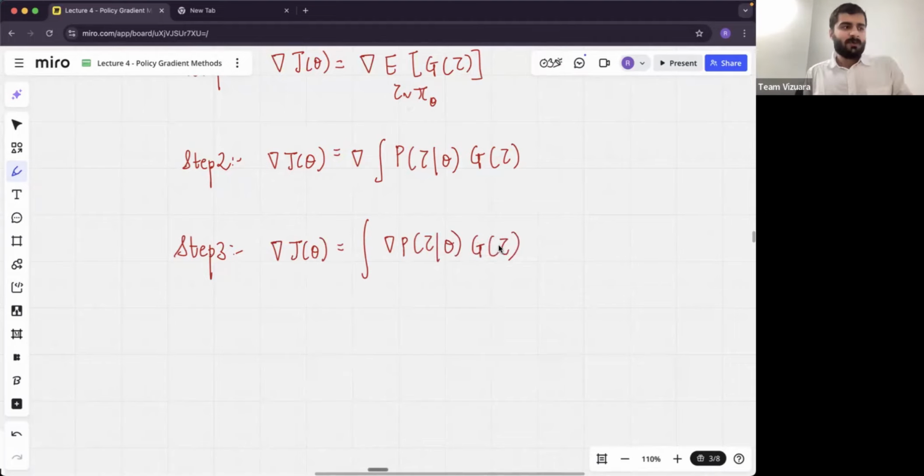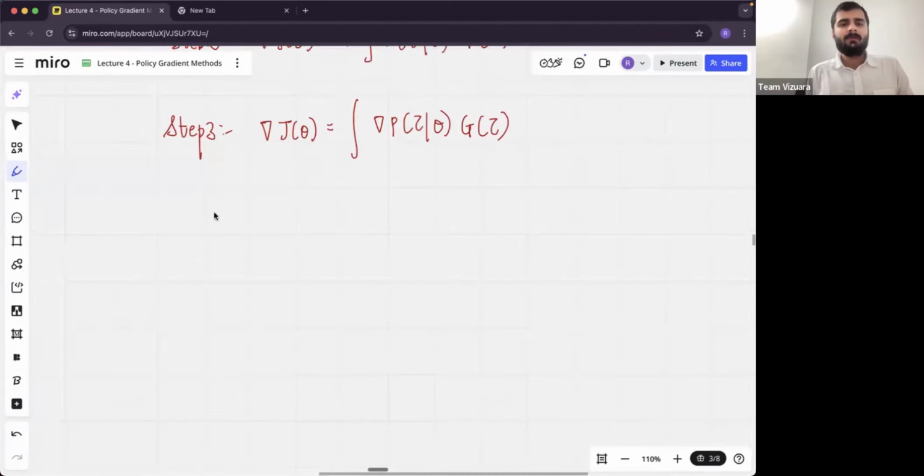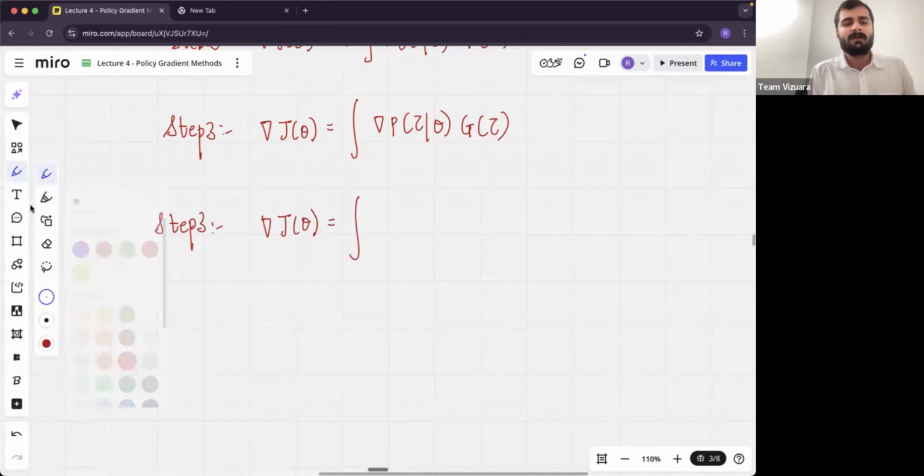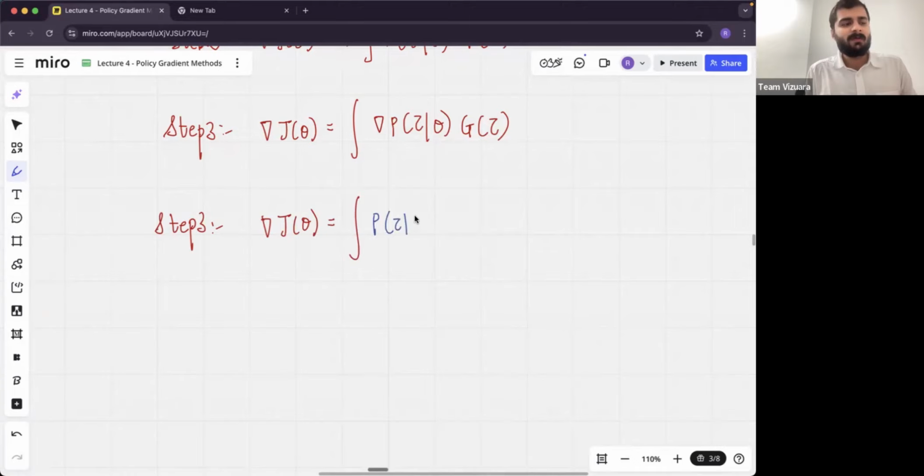Okay, so far so good. Now we are going to do one trick, and that trick is called the log derivative trick. So what I'm going to do is say grad of J of theta is equal to the integral, I'll write this with a different color, of P of tau given theta multiplied by the gradient of log of P of tau given theta times G of tau.